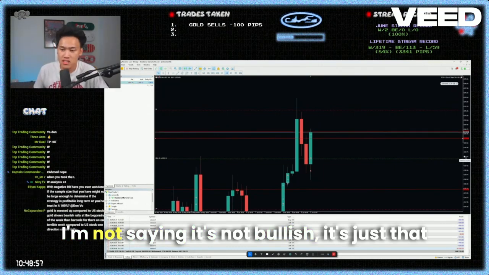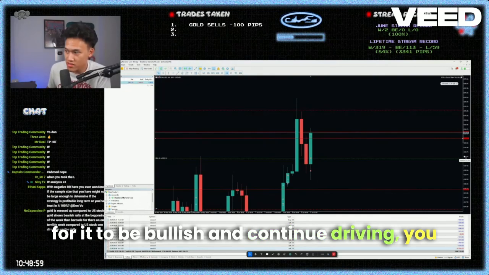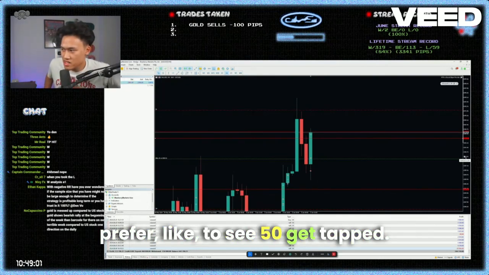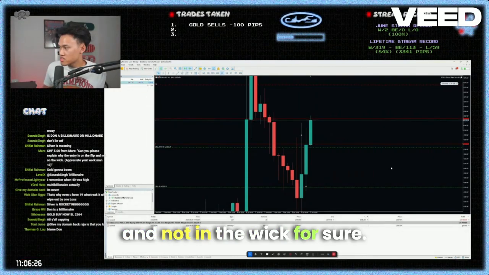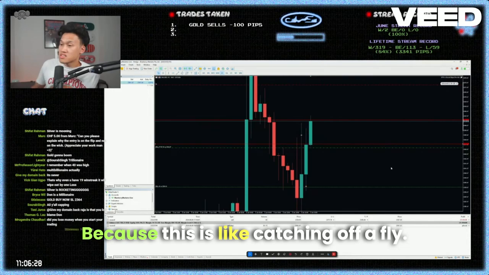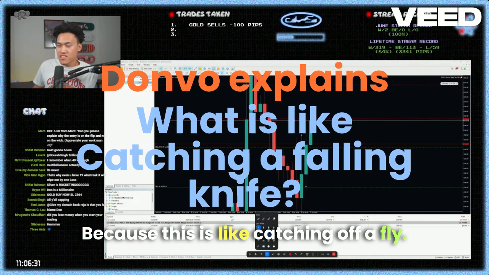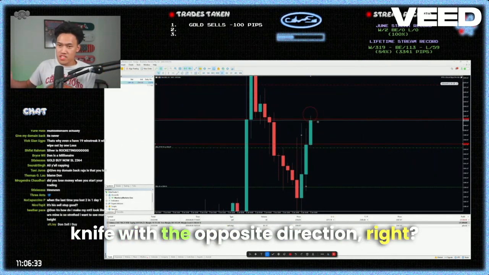I'm not saying it's not bullish. It's just that for it to be bullish and continue driving, you prefer to see 50 get tapped. Thanks for explaining that entry is on the flip, not the wick. Appreciate your work, man. Because this is like catching a falling knife with the opposite direction, right?